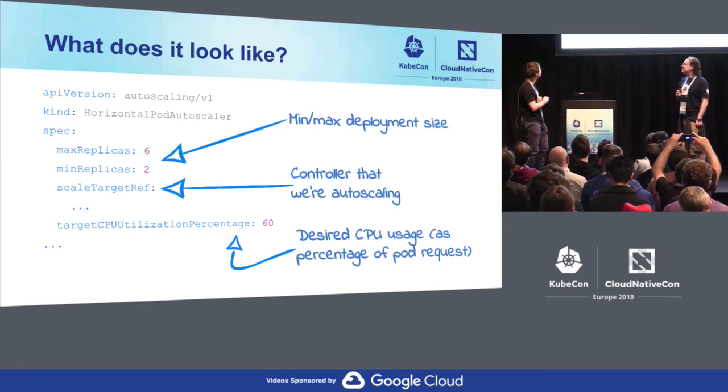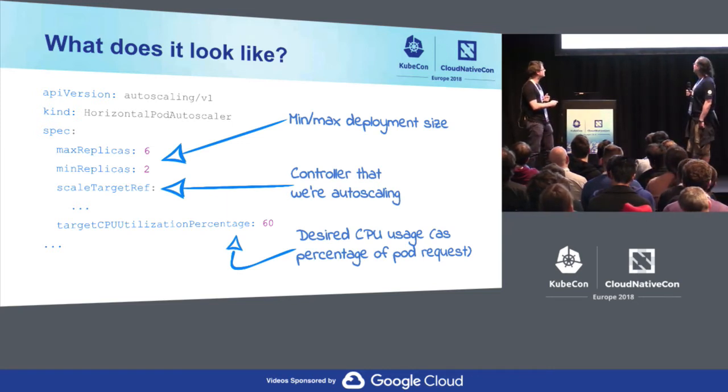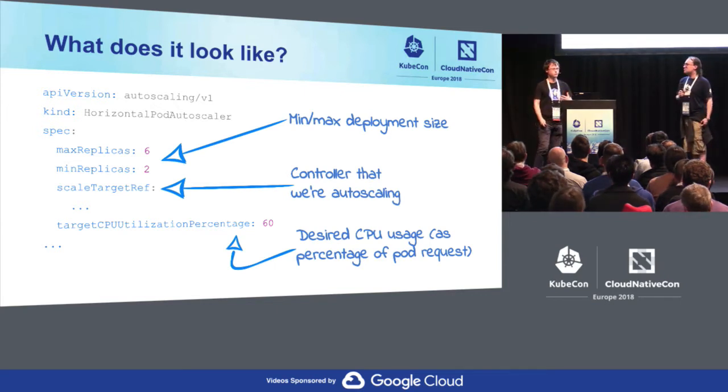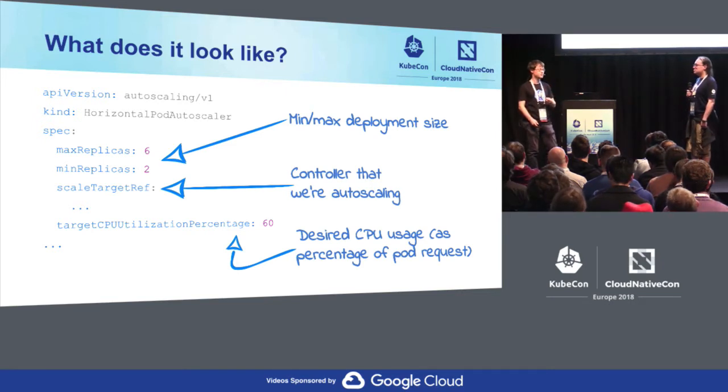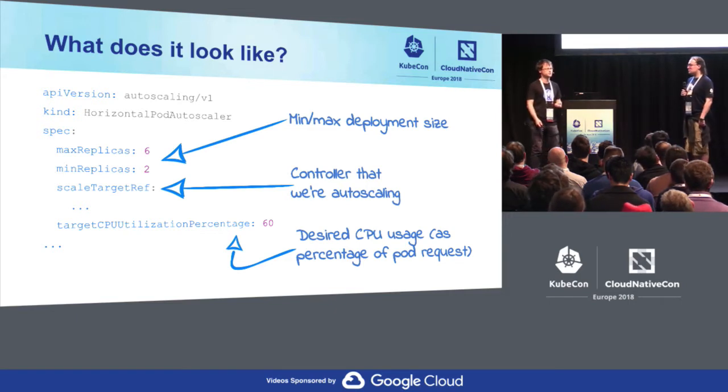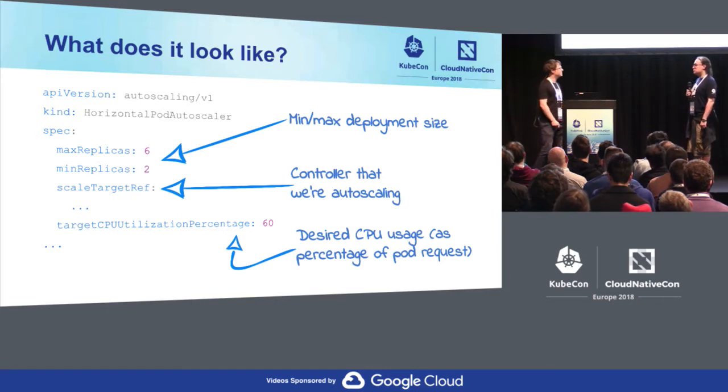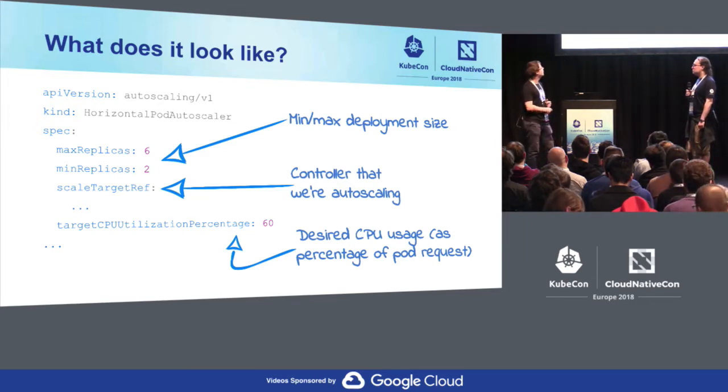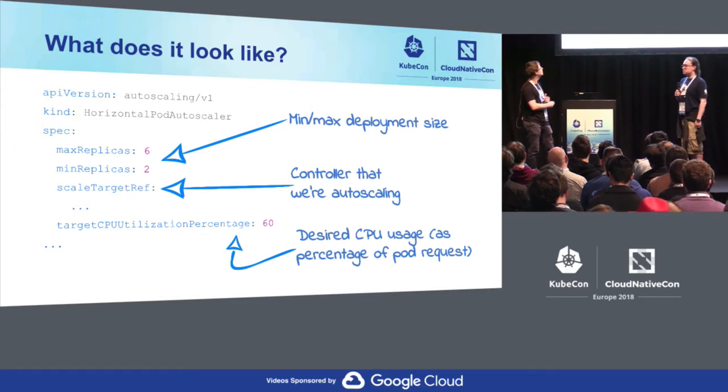And then there is the target CPU utilization. That's basically how much CPU you want to use. It's a percentage of resource requests defined by the pod. So I would say the usual number would be like 60 to 80 probably, so that you are actually having a well-utilized cluster, but you also have some safety margin going on. And that's basically how HPA v1 looks like.